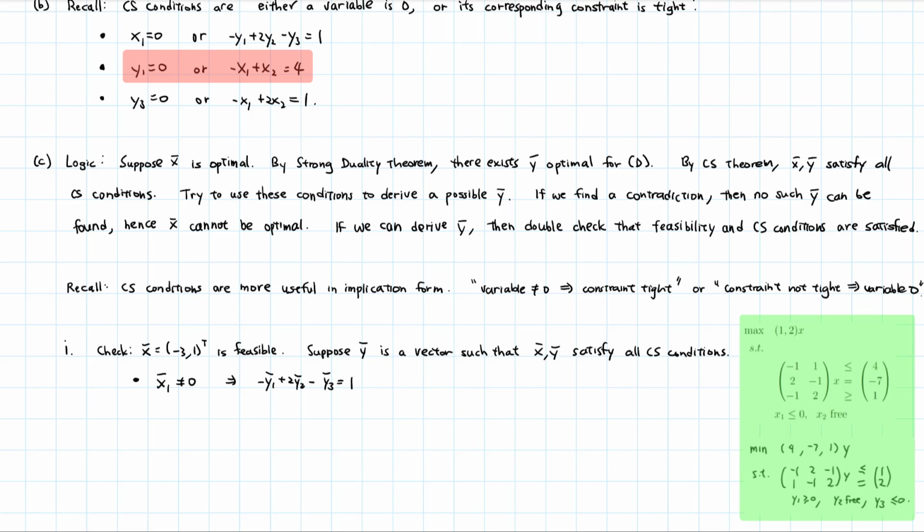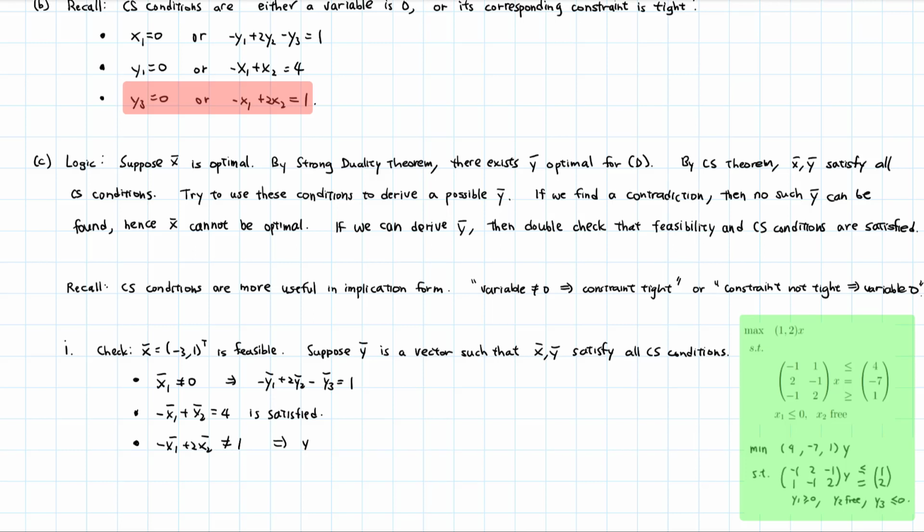For the second condition, we see that x bar satisfies the second constraint with equality. So this condition is already satisfied. For the third condition, we see that minus x1 bar plus 2x2 bar is not equal to 1. So that constraint is not tight. That implies that y3 bar is equal to 0.